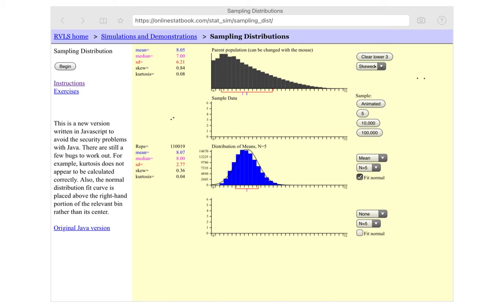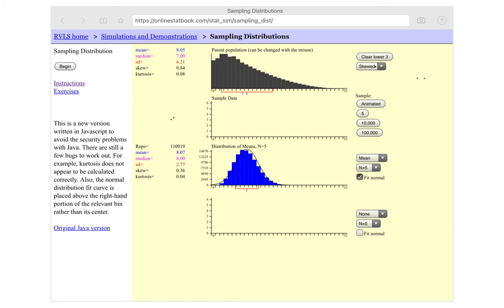So there's another 100,000, and now you can see the means are very, very close to each other. And if we did more and more points, we would find that the means are exactly the same. So let's do this again.